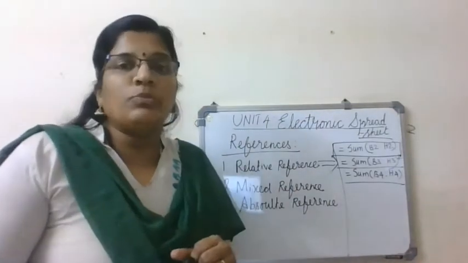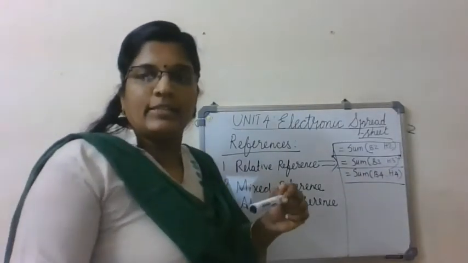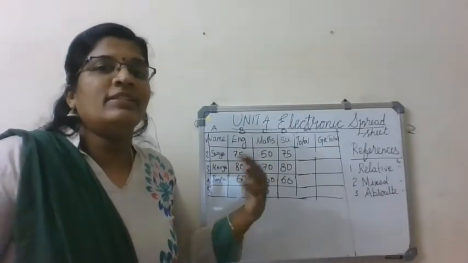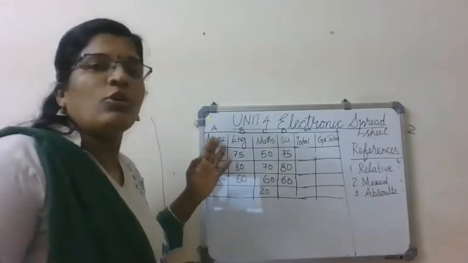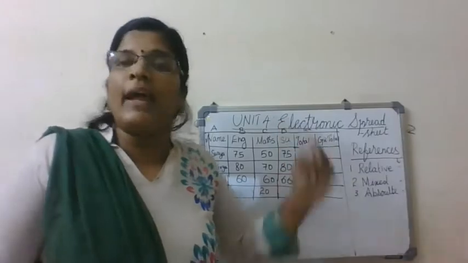So let me draw a small table, then I'll show you. Shall I rub this one out? Yes. Students, please assume this table. This is a students' mark list I have created over here, which consists of student name, marks of 3 subjects, total, and then grand total.